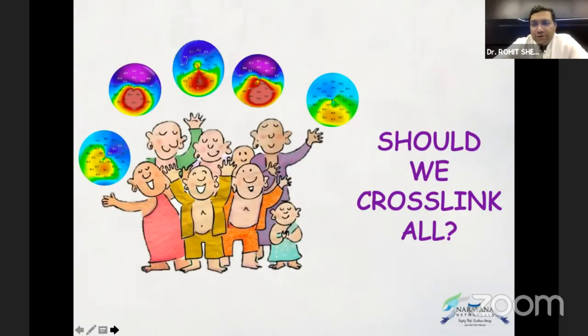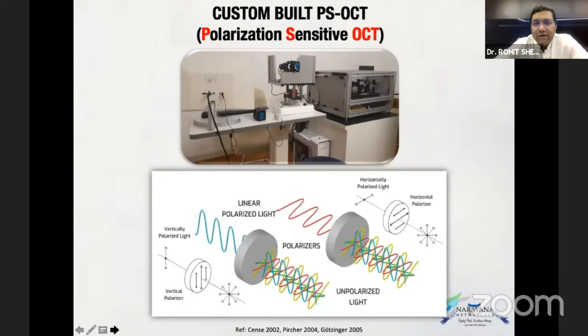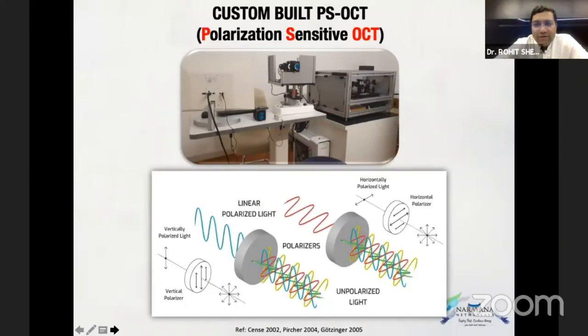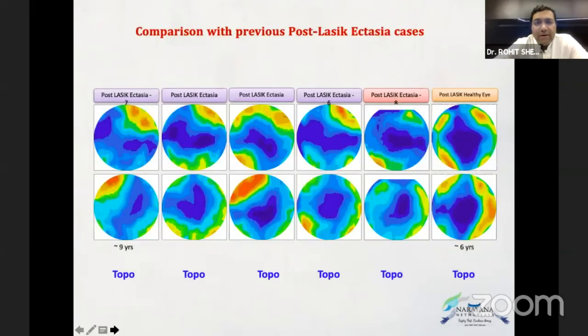This is an important question. Should we cross-link everybody who comes to you with post-LASIK ectasia? To answer this, we've been studying a new technique called polarization sensitive OCT, which starts looking at your collagen fibers. This is an electron microscopy picture. The darker is your central region. The periphery is your fibers here, which is different in color.